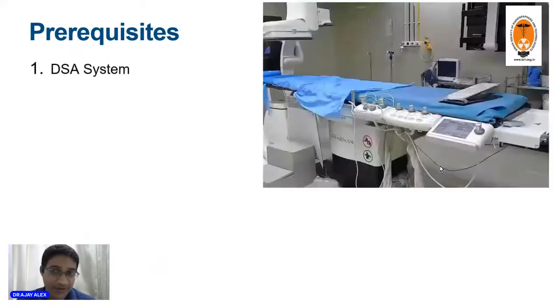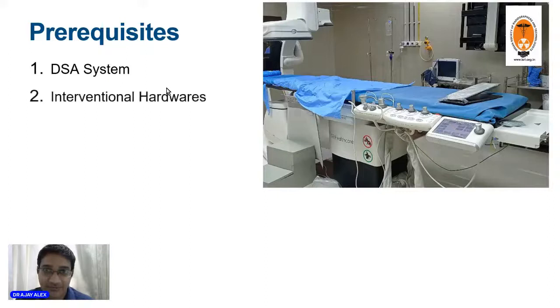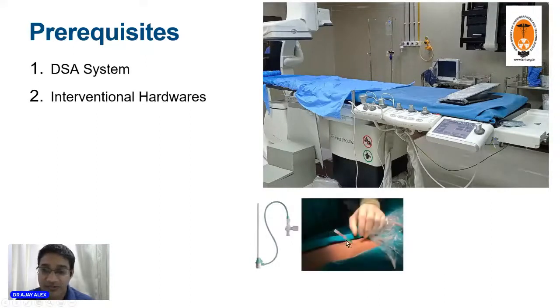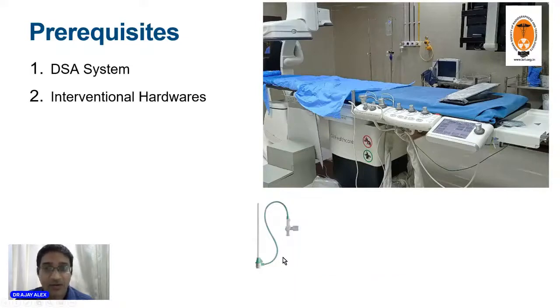Now, what you need to actually start an IR unit: the main workhorse of your interventional radiology unit is always the DSA system, or the digital subtraction angiography system. You have a lot of interventional hardware, the basic ones being the access sheath. This is the access sheath that you insert more commonly into your femoral artery or your radial artery, and nowadays it can be inserted at multiple other sites as well. So this is basically the access to the human vasculature.